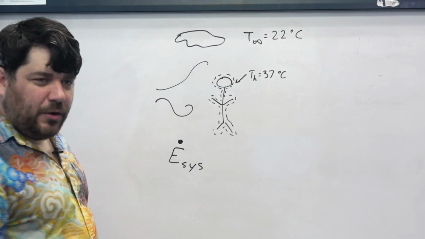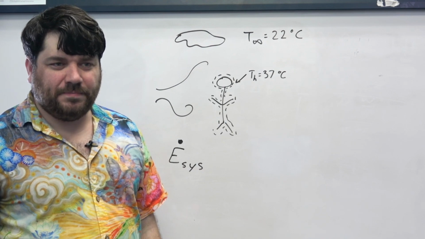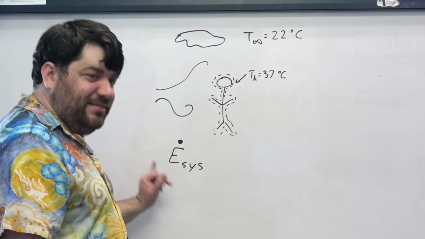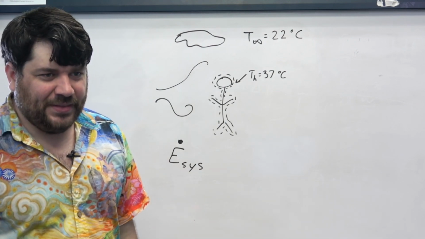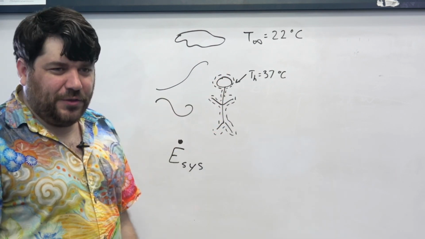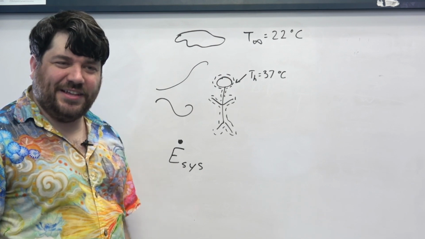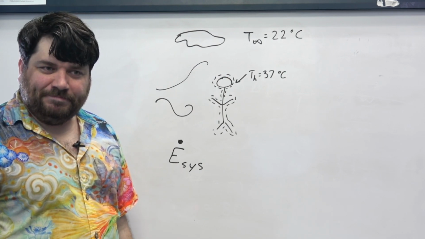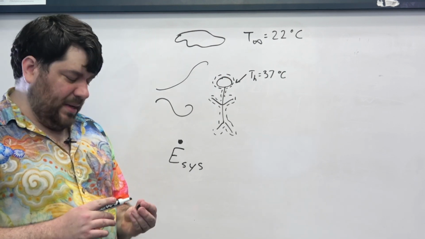So I'm putting a dot over it to represent a temporal derivative, but really you can just imagine that this is like dE/dt. And so what we want to try to track is the rate of change of the thermal energy of everything that's inside of this volume. And I'll give you a second to think about it.